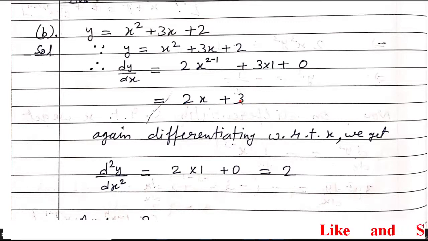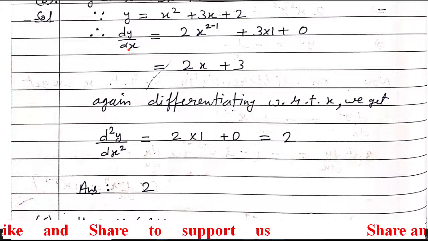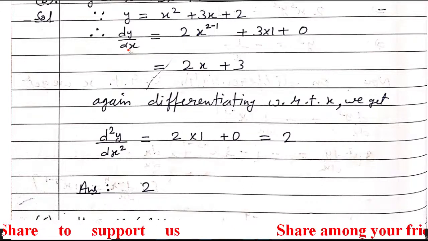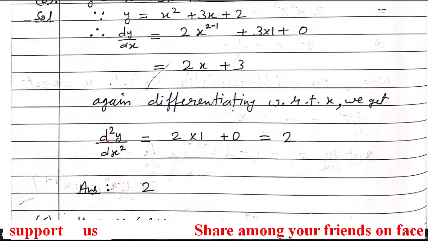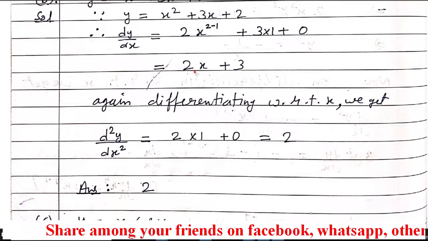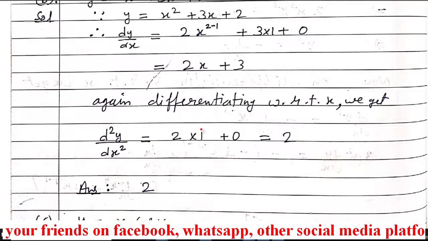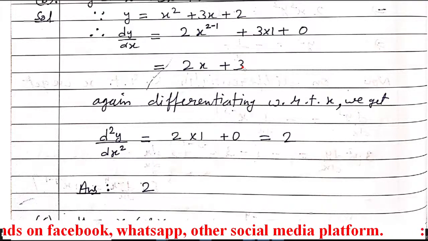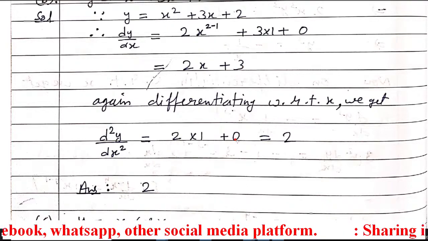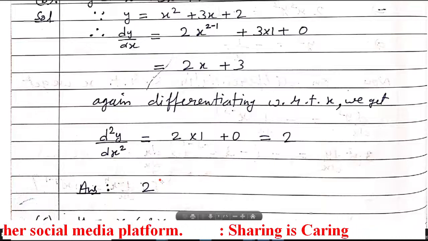Now to get the second order derivative, again we have to differentiate dy over dx with respect to x. If you differentiate the first order derivative again with respect to x, it will convert to the second order derivative, that is d2y upon dx square. Now we have to differentiate this side also. So 2 is a coefficient, so it stays as it is, the differentiation of x is 1, and 3 is a constant, so its differentiation is 0. So the answer is 2. So 2 is the second order derivative for B part.